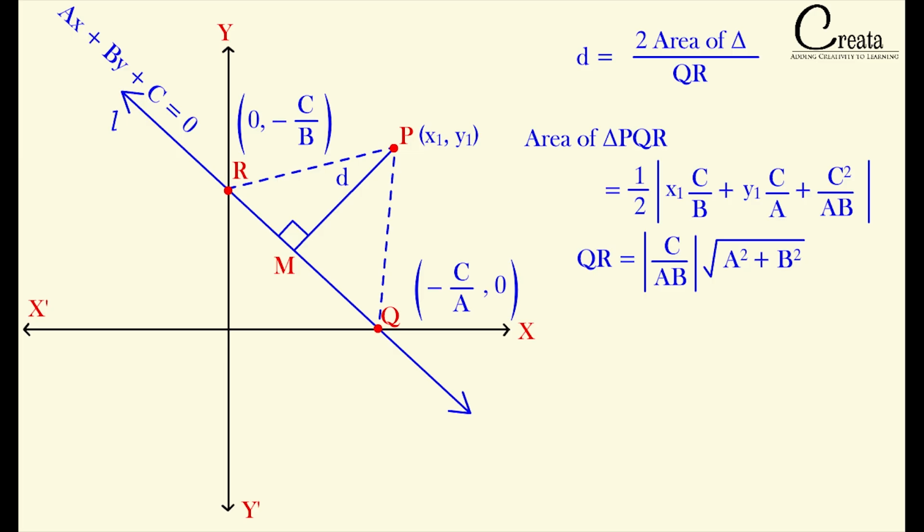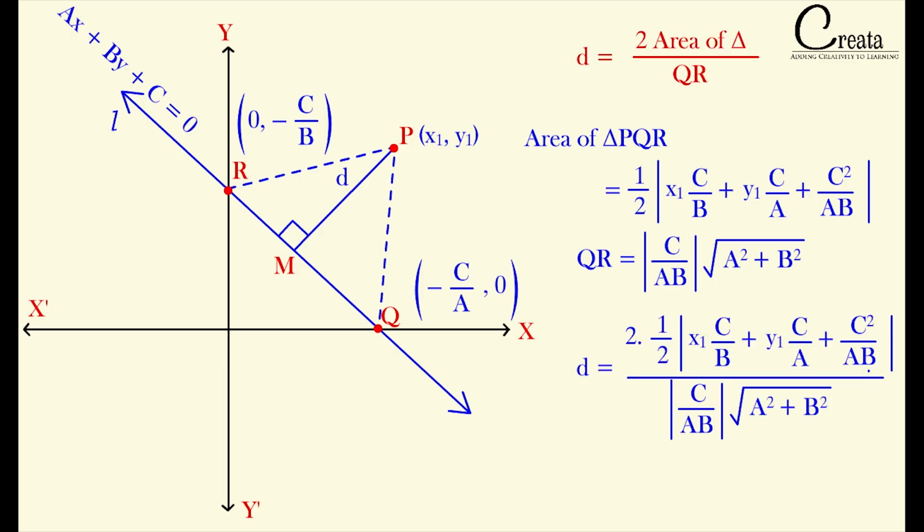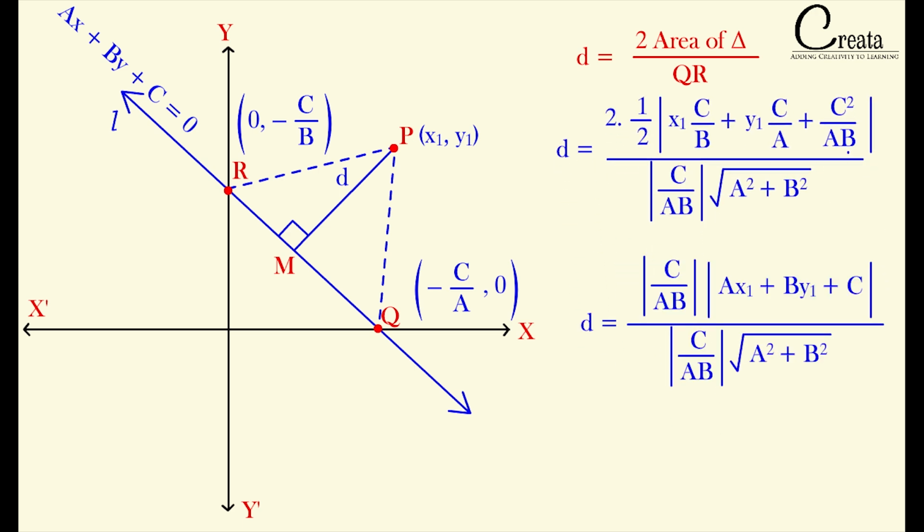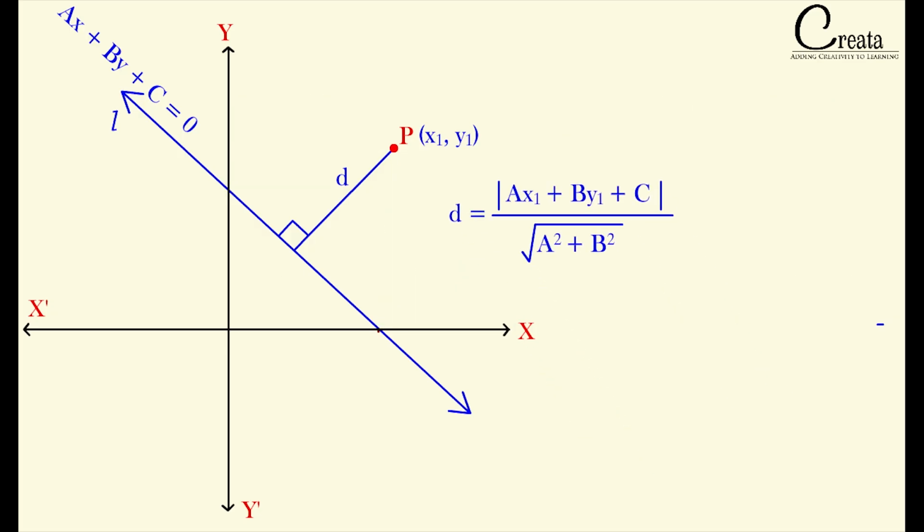Let's find the value of D. Let's put the values. On putting the values and solving, we got D, that is the distance between the point and the line, as mod of (AX1 plus BY1 plus C) upon root of A square plus B square. This is the perpendicular distance between the line AX plus BY plus C equal to 0 and the point (X1, Y1). Okay, this is the formula of the distance between the line and the point. Got it?